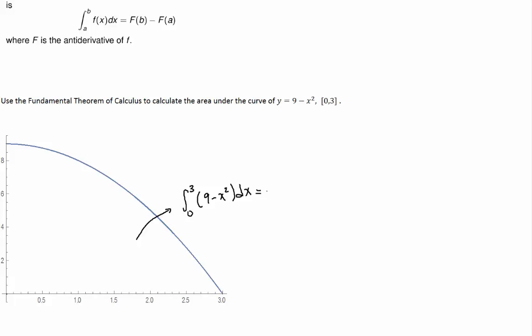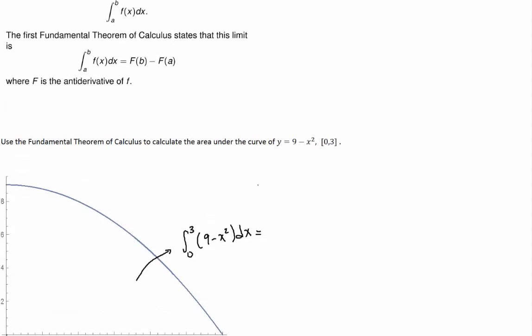Well, we were approximating this quantity using rectangles, and the more rectangles we took, the closer and closer we got to that value, which, remember, I told you was 18. I want to show you how I calculated it in this video.